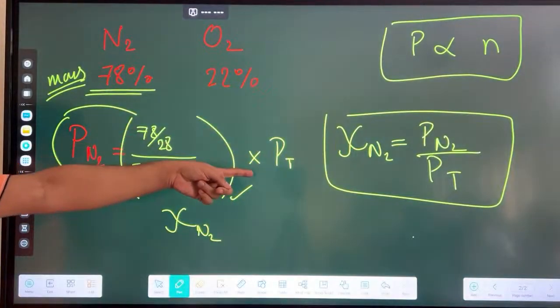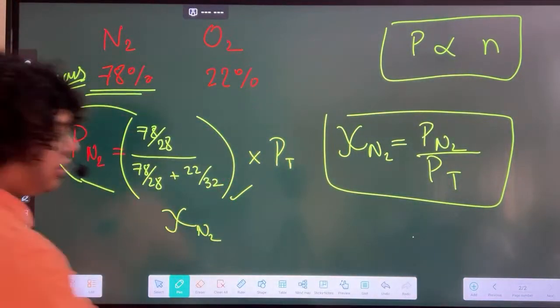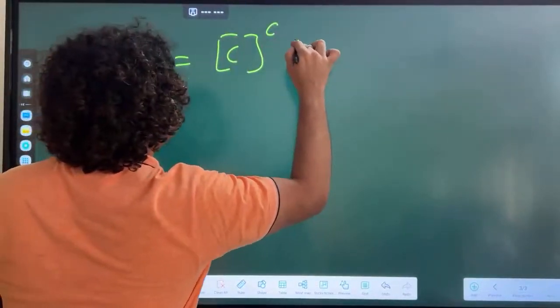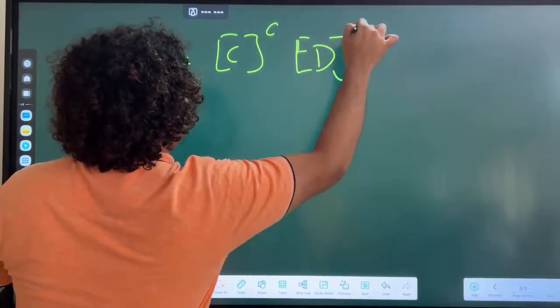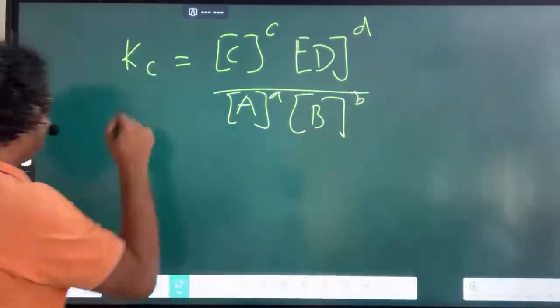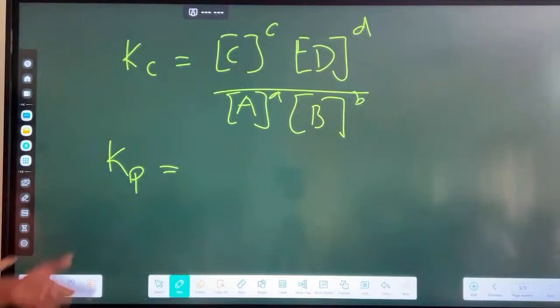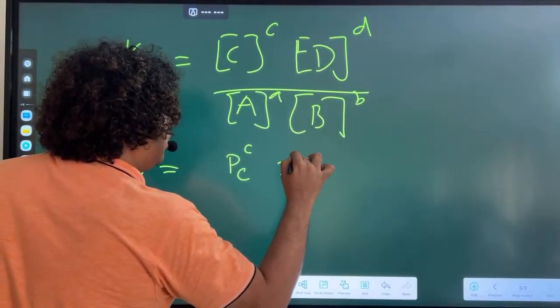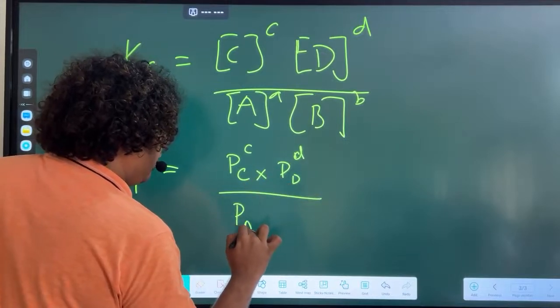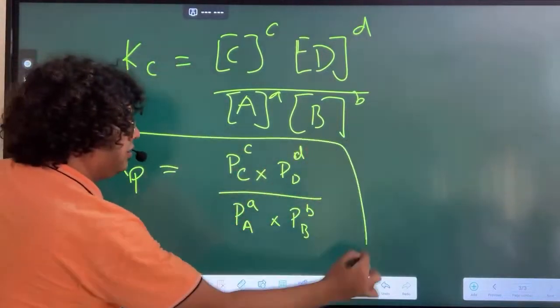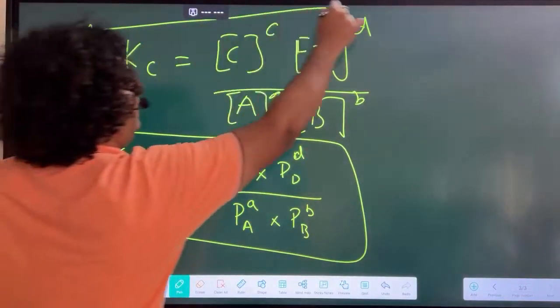Now just introduce this partial pressure in the concentration part. So Kc is concentration of C to the power c, concentration of D to the power d upon concentration of A to the power a and concentration of B to the power b. For Kp, what is Kp? When you are doing this for gas, you just do it for partial pressure of C to the power c, partial pressure of D to the power d upon partial pressure of A to the power a into partial pressure of B to the power b. Did you get this? Did you understand Kc and Kp?